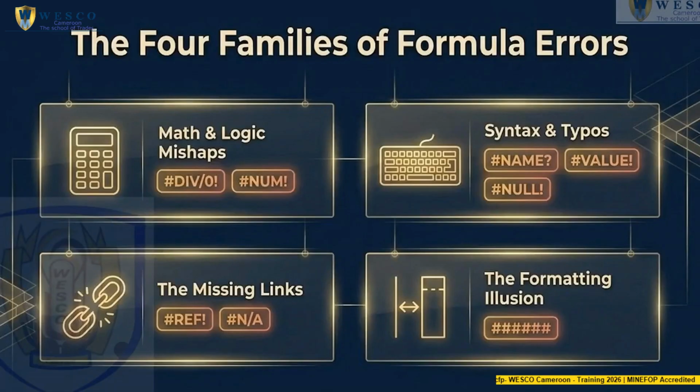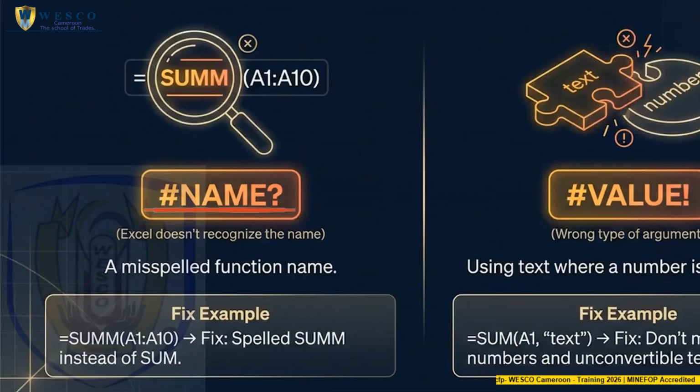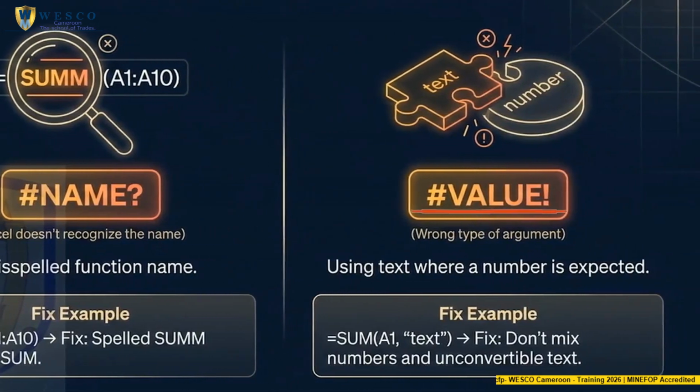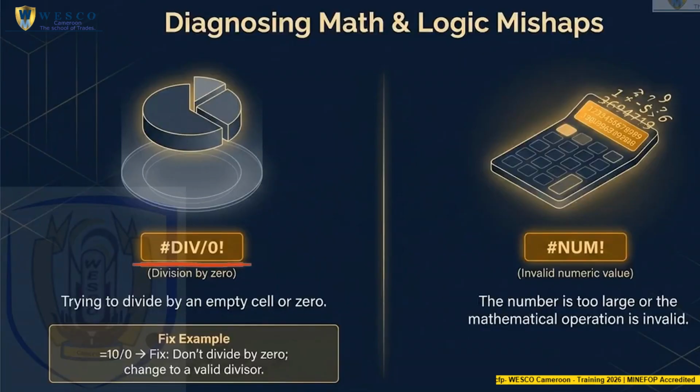This matrix categorizes the different types of formula failures you will encounter. We will start with syntax and typos in the top right. The #NAME? error appears when Excel doesn't recognize a misspelled function, like typing SUMM. The #VALUE! error indicates a mismatch, occurring when you try to perform math on unconvertible text. The #DIV/0! error occurs if you divide total revenue by an empty cell or zero. Fixing the divisor instantly calculates the average.